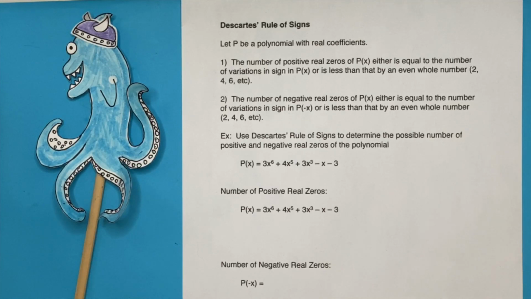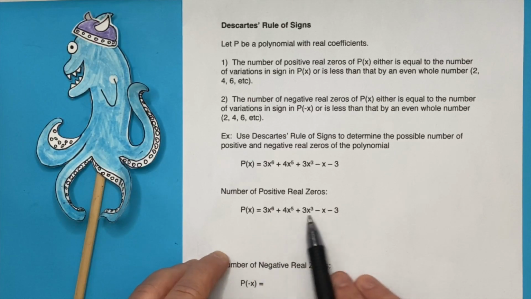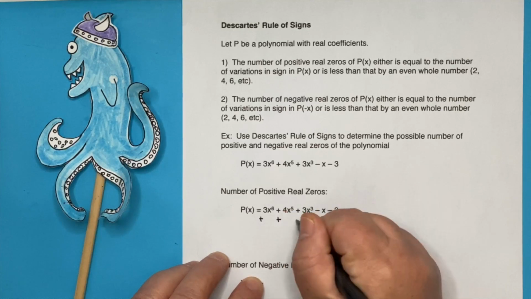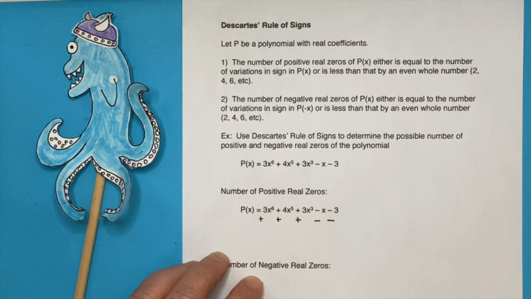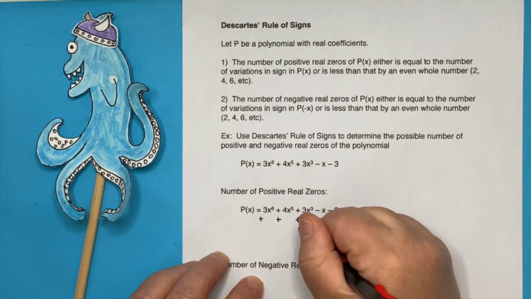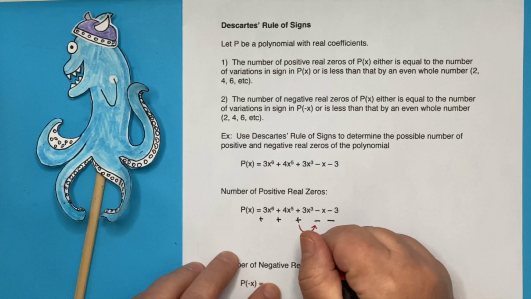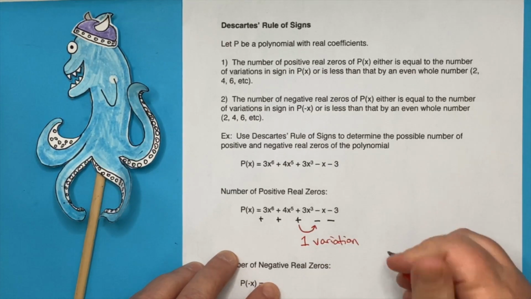So if we have a polynomial, here we have a polynomial, then what we do is really quick. We say, okay, so this is plus, this is plus, this is plus, this is a minus, and a minus. And when you look at those, do you have any changes? And the answer is absolutely. From here to here, you have one change in sign. These are all positive. This is negative. So there's one change in sign. We call it a variation, but it's just a change.